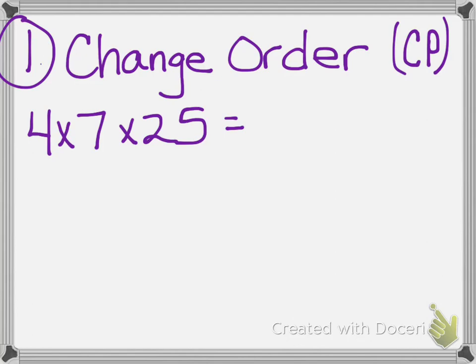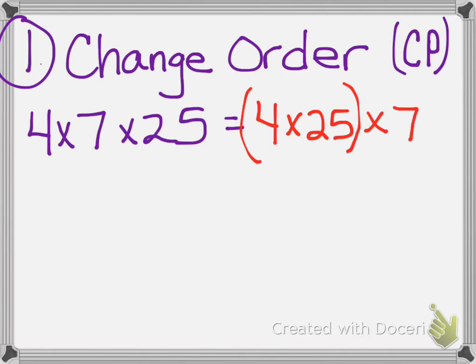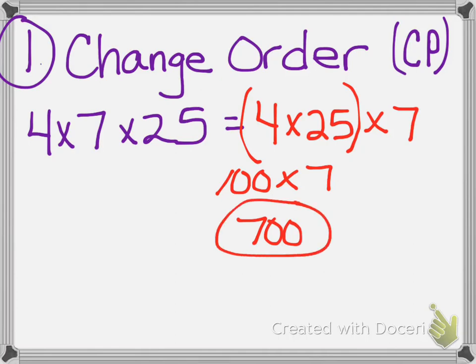The first method that they could try is changing the order, and that's really the commutative property. So looking at 4 times 7 times 25, I see that I could change the order and do 4 times 25 and then multiply times 7. So I'm going to put my parentheses around my 4 times 25, and I just think quarters, money, that type of thing. I know that 4 times 25 is 100, and then I'll times that by 7, and that equals 700. So this is trying to teach them what strategies they could use in their head. I'm just writing it out at this point.